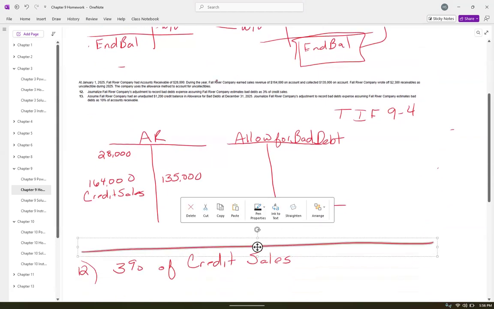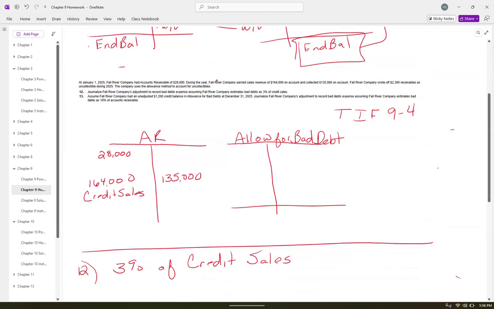Then it says Fall River Company wrote off $2,300 in receivables as uncollectible during 2025. So that 2,300 would go here and 2,300 would go there. It does tell us they use an allowance method, so we know that we're going to have that allowance for bad debt.